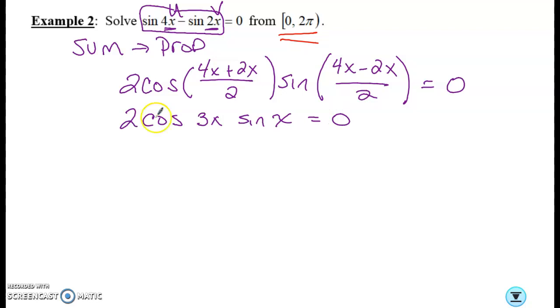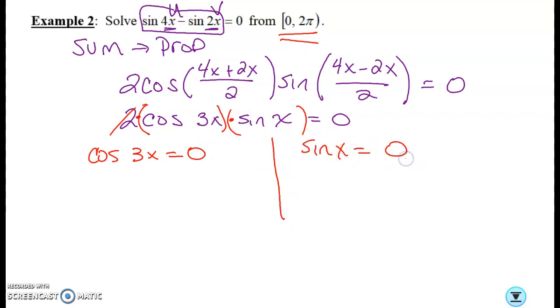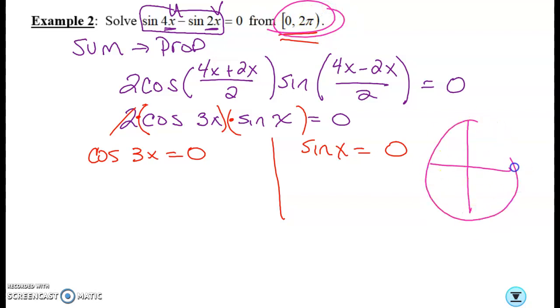Okay, to solve it, this is already all factored for us. We have multiplication here, multiplication here, multiplication here. It's like putting parentheses in. The 2, we don't worry about it because 2 can't equal 0. But what we have is the cosine of 3x equals 0, and we have the sine of x equals 0. And we're looking from 0 to 2 pi, which means we're looking one time around the circle.